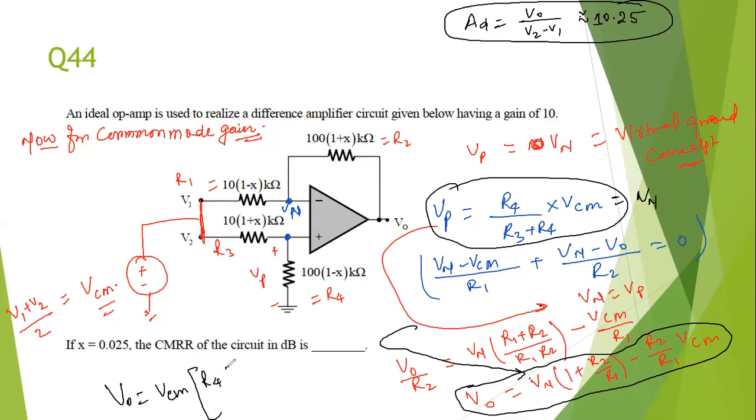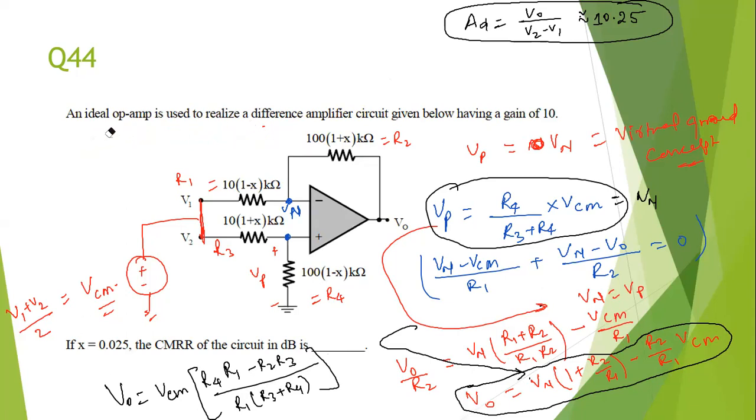Just solve it. This is R4 into R1 minus R2 into R3 divided by R1 into R3 plus R4. So this is a very simple question. This is your VCM. So what's the voltage gain? The voltage gain, or we can say here the common mode gain, AC equal to V0 by VCM, and this is R4 into R1 minus R2 into R3 divided by R1 into R3 plus R4.